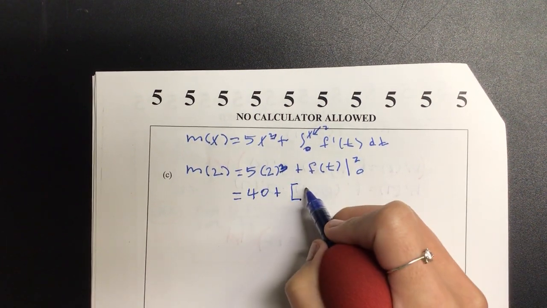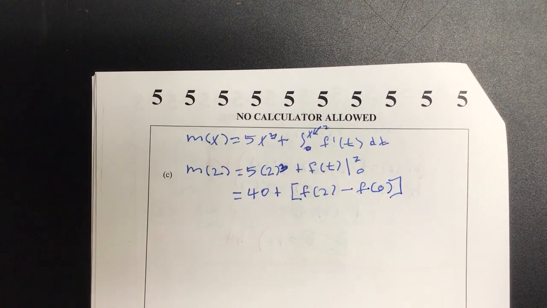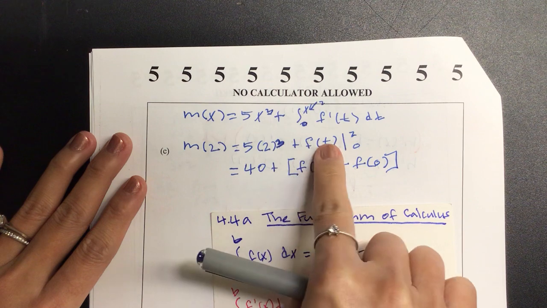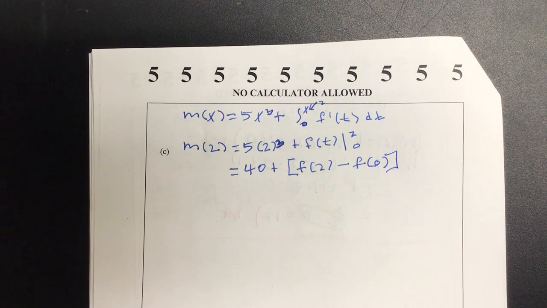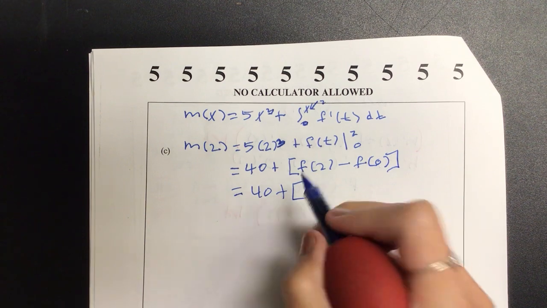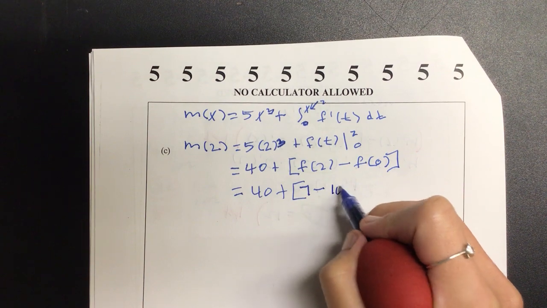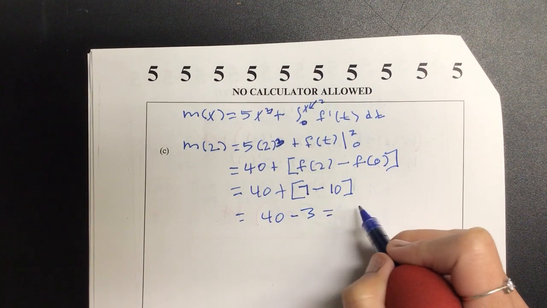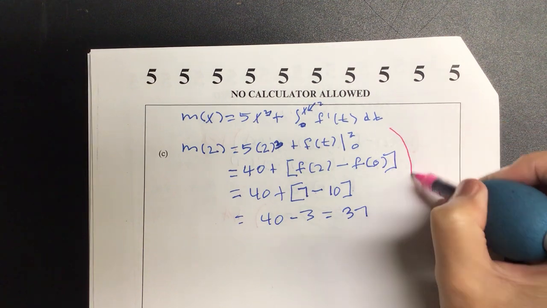Now I'm going to put this in a bracket just because. f of 2 minus f of 0. So now, if you were to have applied the fundamental theorem of calculus and you skipped this portion, it is okay. Because y'all can go from here to here. That is okay. I'm just making a detail. So we have 40 plus. Now look at your chart. What's that f of 2? 7 minus, what is that, f of 0? 10. And then we further go on, we have 40 minus 3, which is 37. So my points, this one's a little stingy. All that work, 1 point.